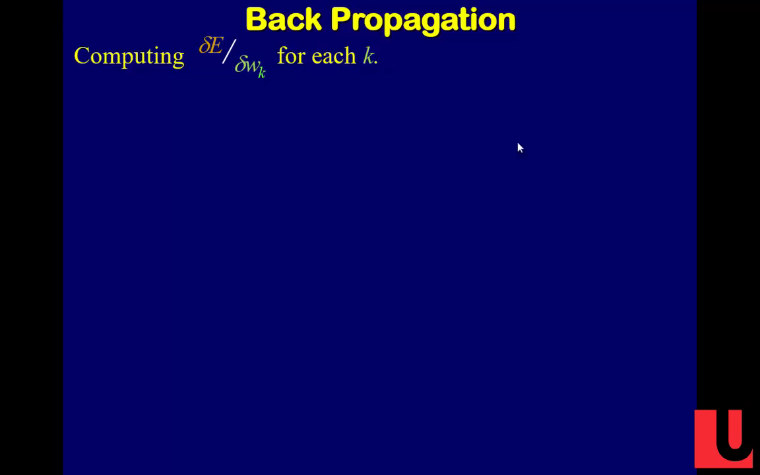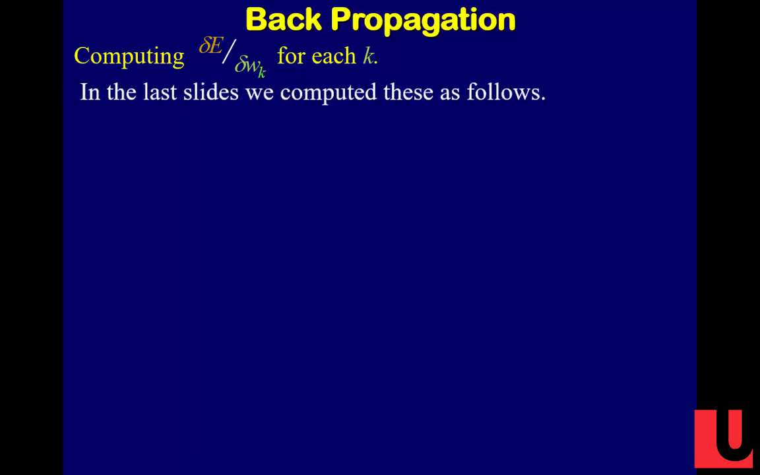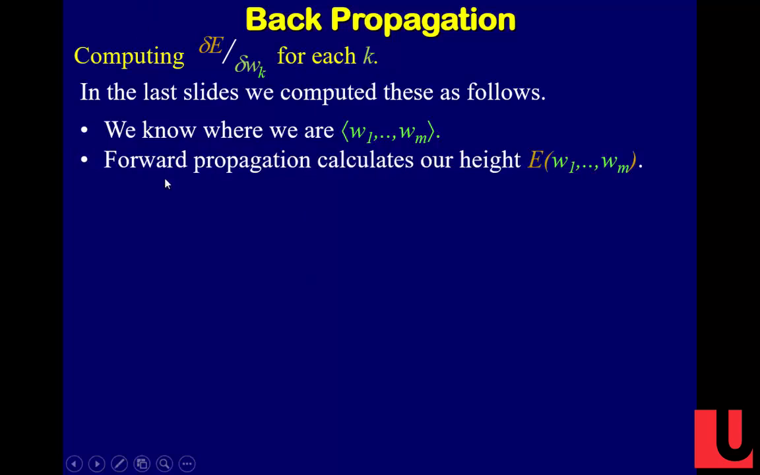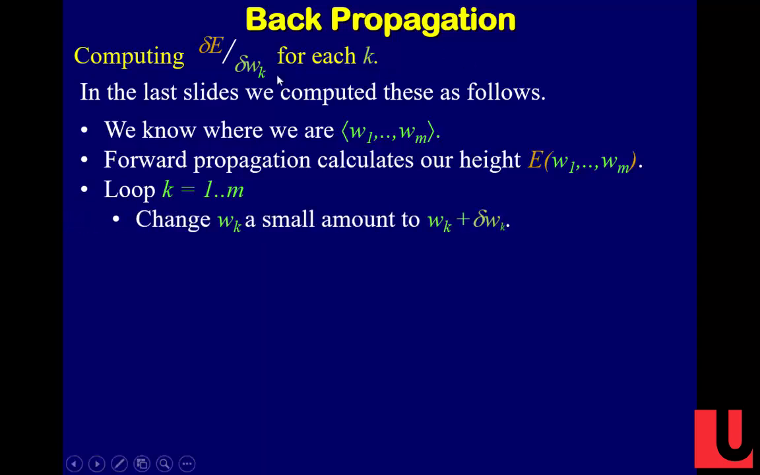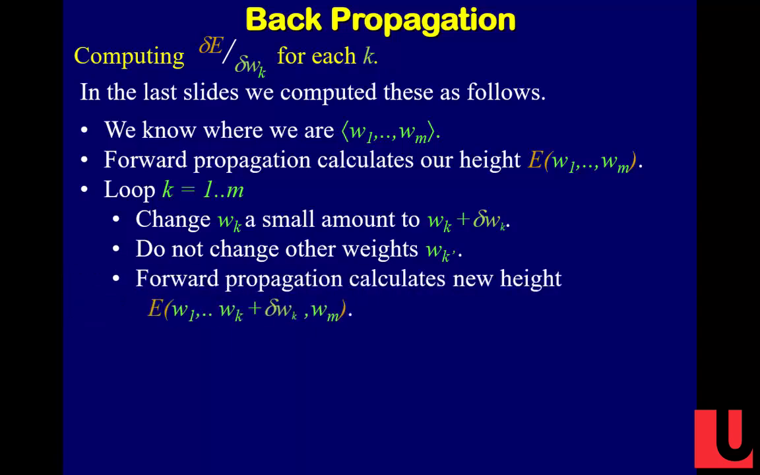This is a derivative. The goal of backpropagation is to compute this for every weight. We know our current weights. What do we do? You forward propagate to calculate your current error. And now for every weight, you make a small change to that weight. In our slides we added 1, but 1 could be a lot. We add just a little, an infinitesimal, to our current weight. You don't change any of the other weights, and you forward propagate again to get the new error.